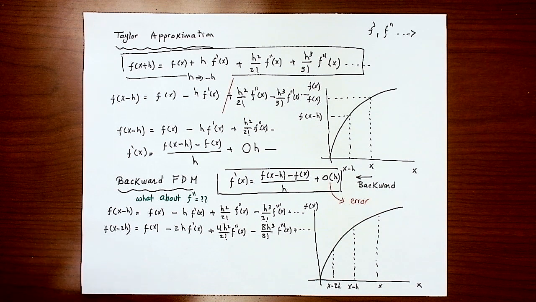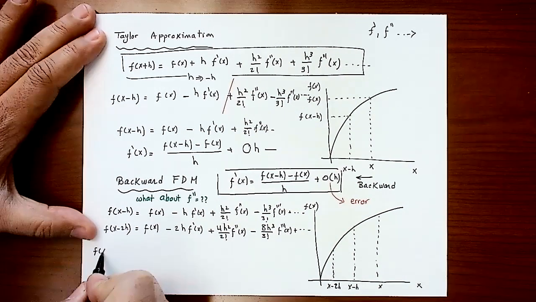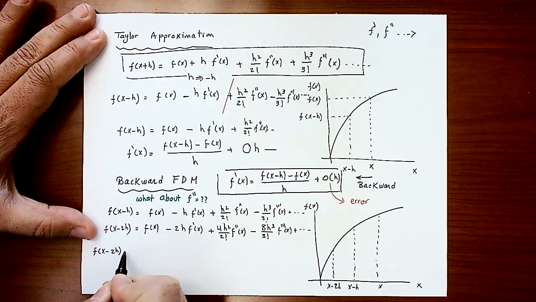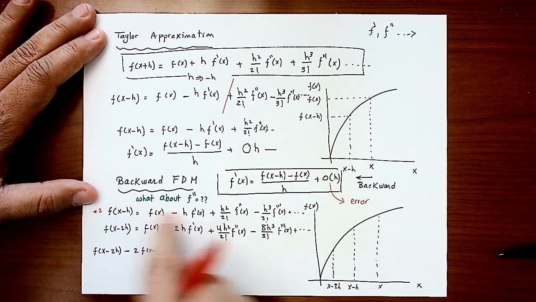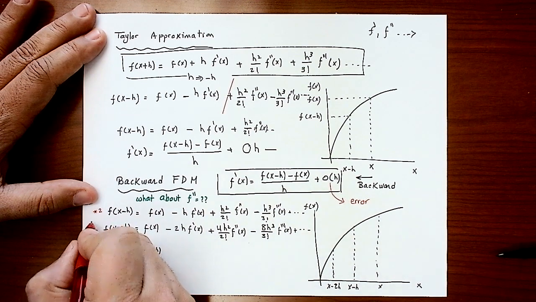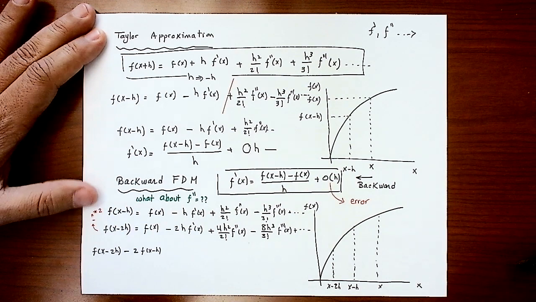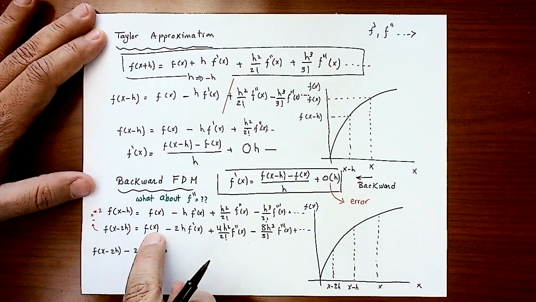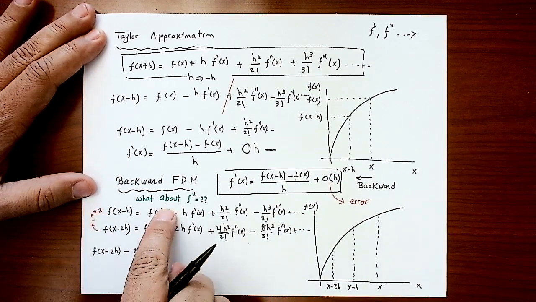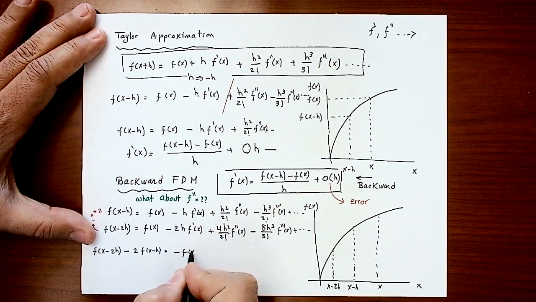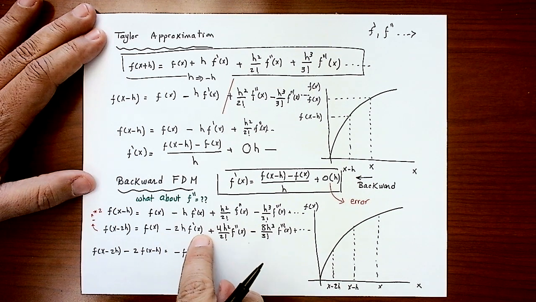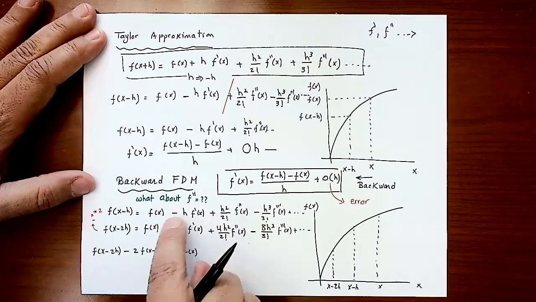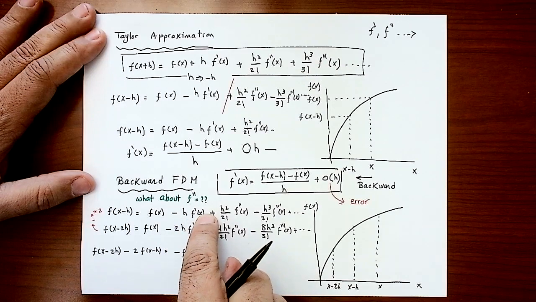Let's actually subtract f of x minus 2h minus 2 f of x minus h. So I'm going to multiply this equation by 2, all terms, then I'm going to subtract this minus this. What are we going to get? You'll get f of x minus 2 f of x, so I will get minus f of x. I will get minus 2h f prime minus 2h f prime, the f prime will cancel out.